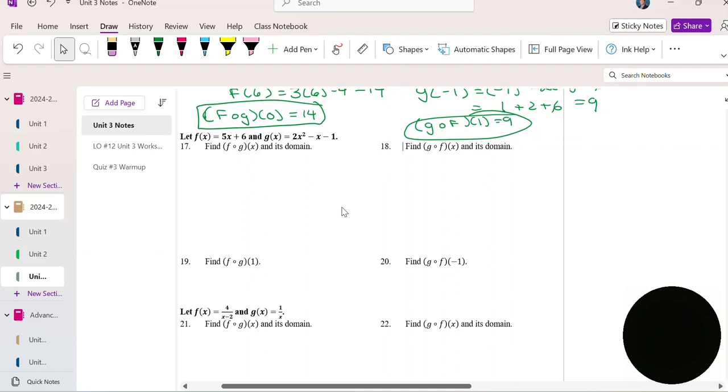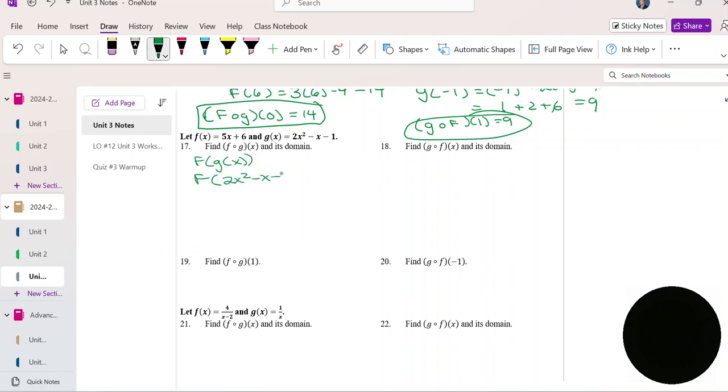All right, so the next one, f of g of x. So we'll go f parentheses g of x. So we put the g in first, so 2x squared minus x minus 1. And then we put that in the f function, so 5 times 2x squared minus x minus 1 plus 6. So you get 10x squared minus 5x plus 1.